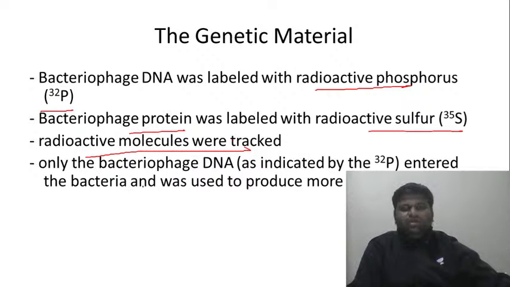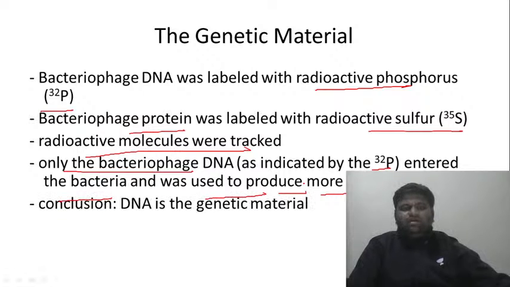Only the bacteriophage DNA entered the bacteria, which was used to produce more bacteriophage. So only the bacteriophage DNA, as indicated by the P32, entered the bacteria and was used to reproduce more bacteriophage. So it clearly shows that DNA is the genetic material. So the conclusion was that DNA is the genetic material.